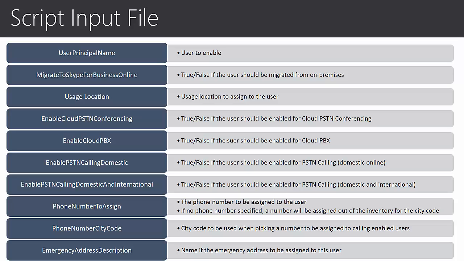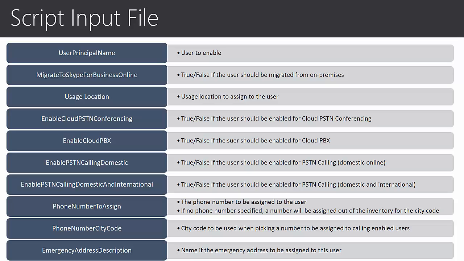The input file that tells the script what we want to do and who we want to execute against comes with a number of different columns that allow us to dictate how we want to configure those users. Many of these are very self-explanatory, like the user principal name, whether or not you want them to be migrated. A couple of items that I want to call out though.